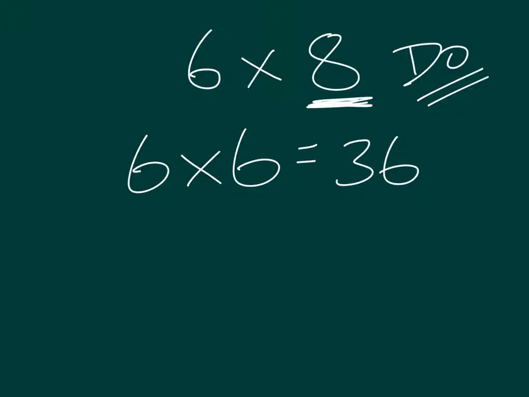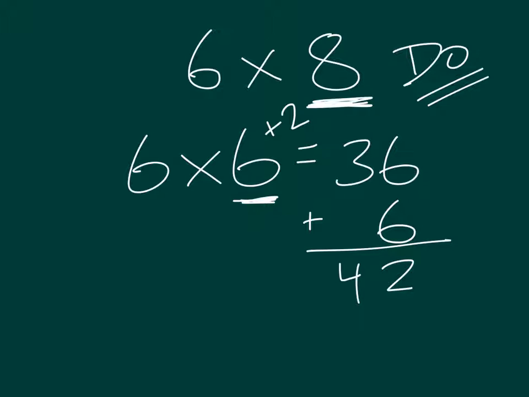So that means we know 6 times 6, but we need to have two more groups of 6 to find out the answer. So let's add another group of 6 to this answer. That would be 42. And let's add another group of 6, which would make it 48. And there's our answer. 6 times 8 equals 48.